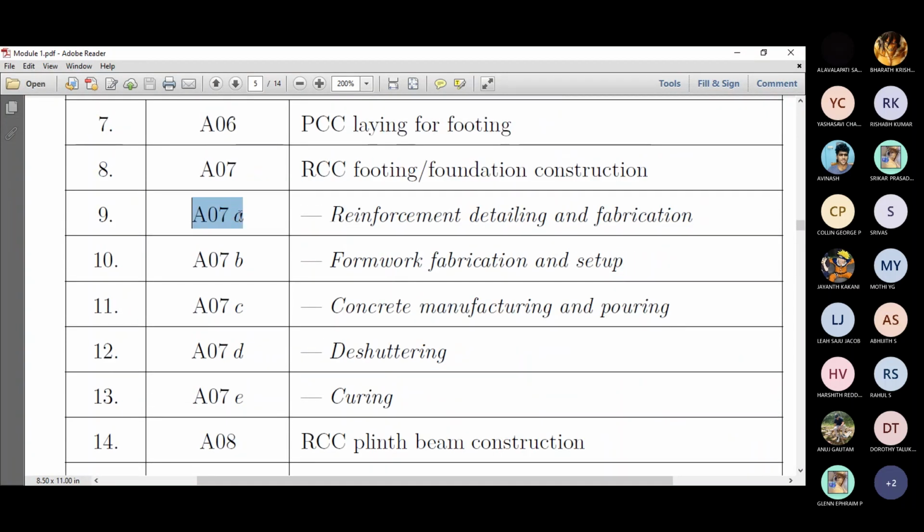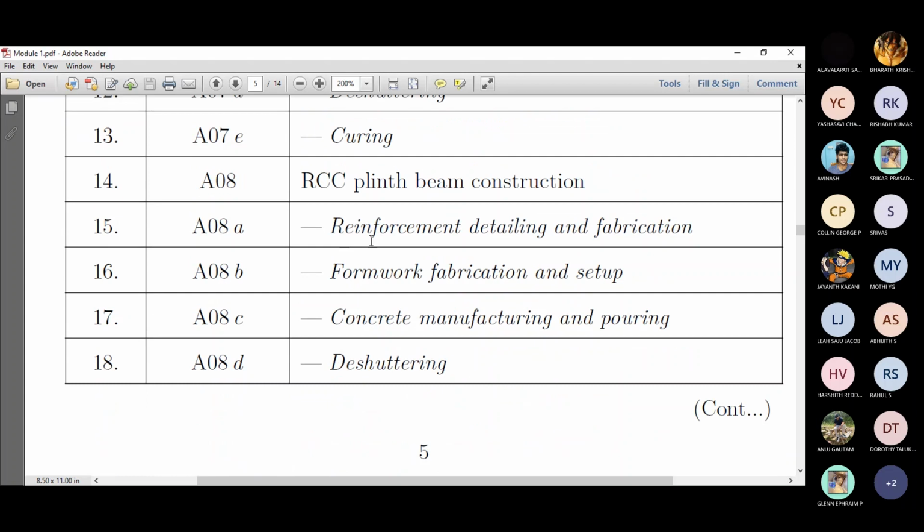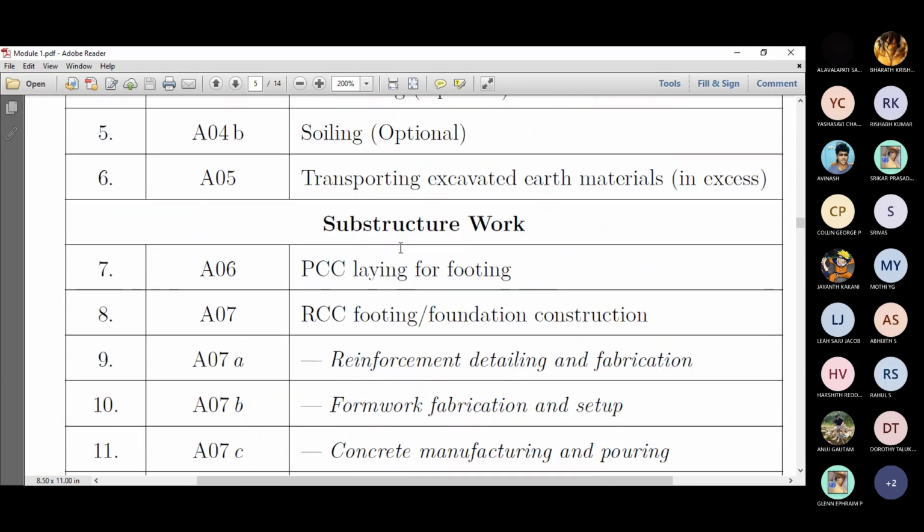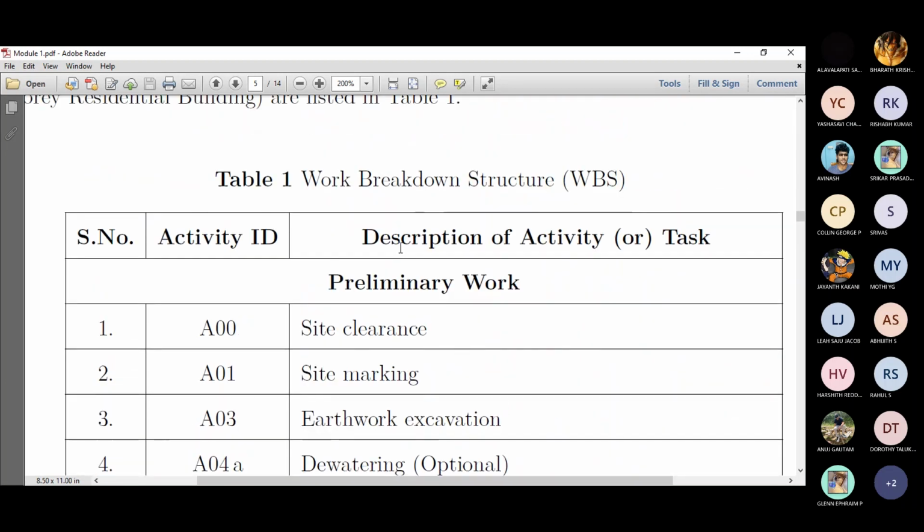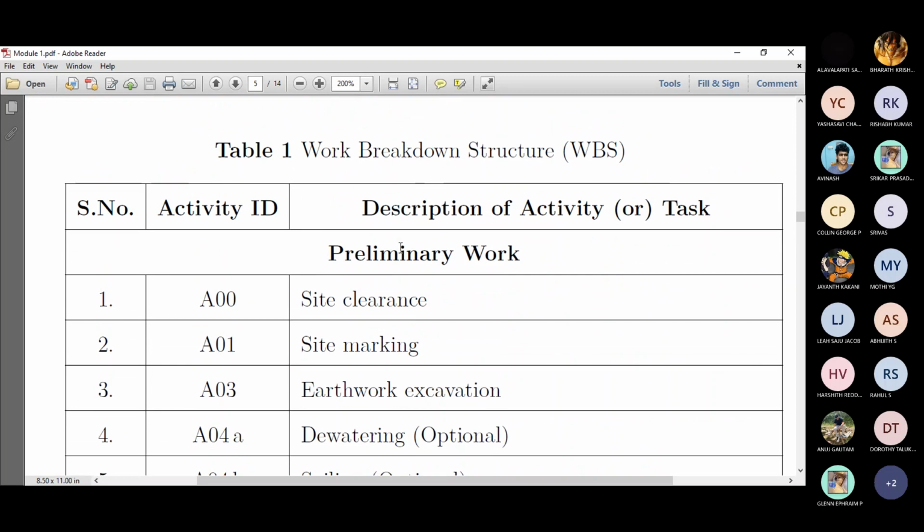But A07A represents that it's under footing or foundation. So this is for foundation reinforcement, whereas this is for plinth beam reinforcement. So in order to have a clear-cut demarcation, A07 stands for foundation, whereas A08 stands for plinth beam. So we will generally codify this, right? And there is a format available which is followed universally called master format. So we will be discussing that maybe at the end of this particular module.